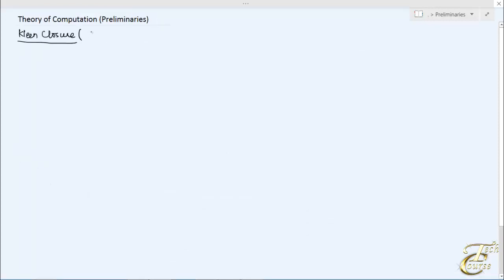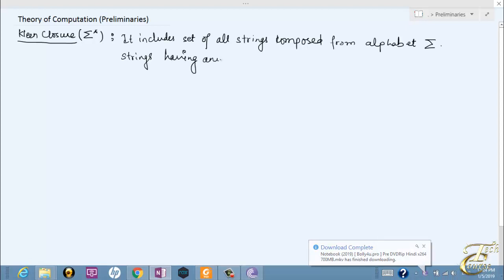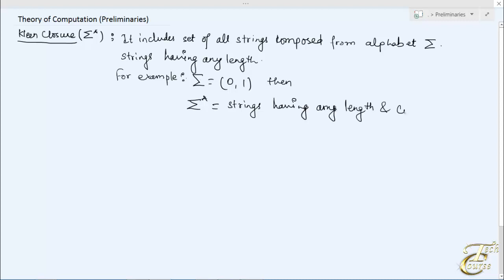Kleene closure, denoted by sigma power star. It includes the set of all strings composed from the alphabet sigma. That means it includes strings having any length. For example, if sigma equals {0, 1}, then sigma star equals the strings having any length and composed from 0 and 1.